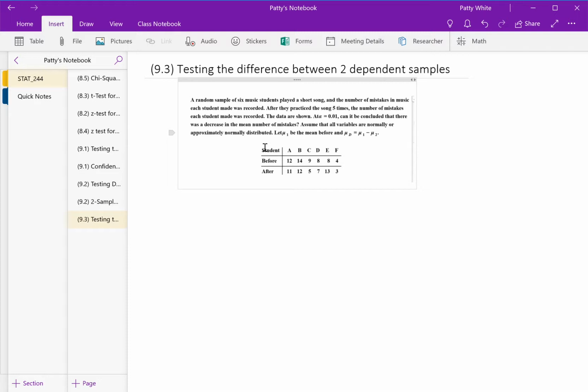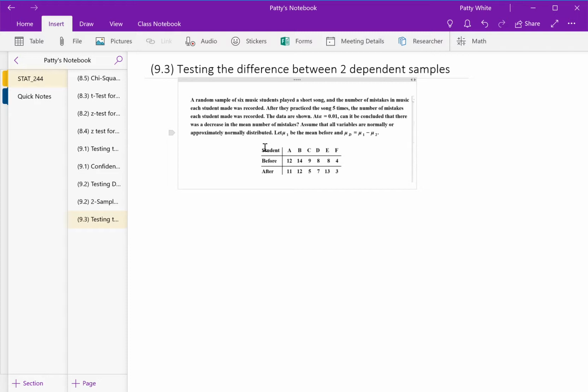And that's going to be important to us in a minute, because what we're going to need to do is use a t-distribution just like we did back in the one sample, back in chapter 8. But this time we're testing something different. We're testing the difference between the before and the after.